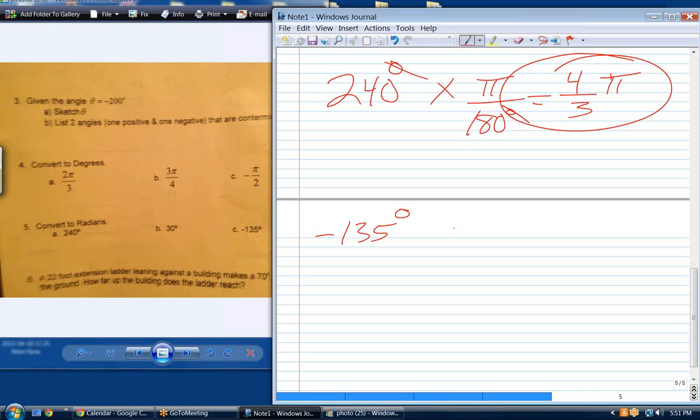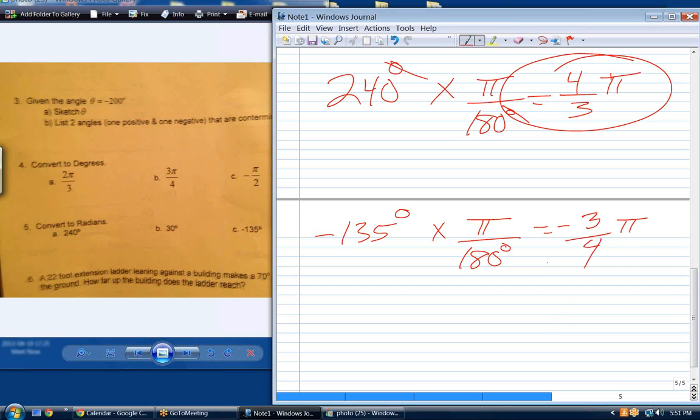All right, it's going to be 135 over 180, times pi. And then those. It's a little bit harder to see this. Both of these are divisible by the number 45. So 45 goes into this 3 times. 45 goes into that 4 times. Put it, and then it'll be negative.